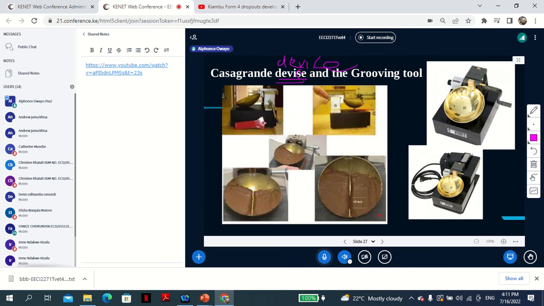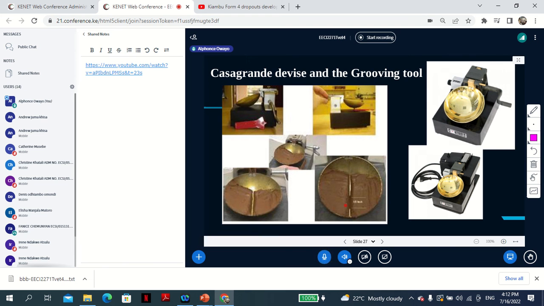So, with the Casagrande device, you use this tool here, the grooving tool, something like this, with some tip here. Then you fill this cup until it is full. Then you bring the groove tool here, and you swipe once, very fast, to make the space that you can see here.